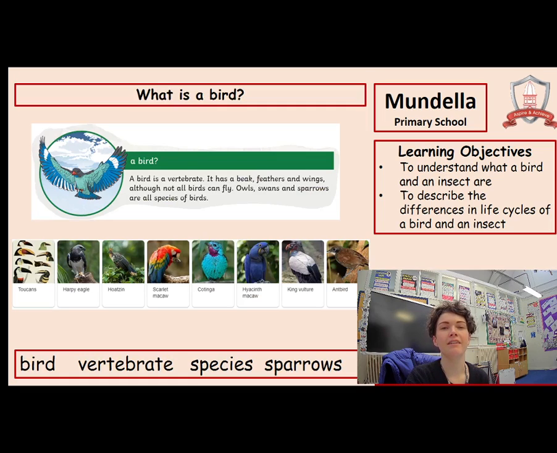Brilliant. Okay, so we're going to go on to what a bird and an insect are. So a bird, and you might have got this in your starter activity, a bird is a vertebrate. It has a beak, feathers and wings. However, not all birds can fly, right? Not all birds can fly. Owls, swans and sparrows are all species of birds. So that means they're all types of birds.